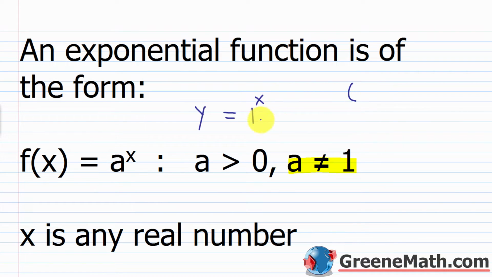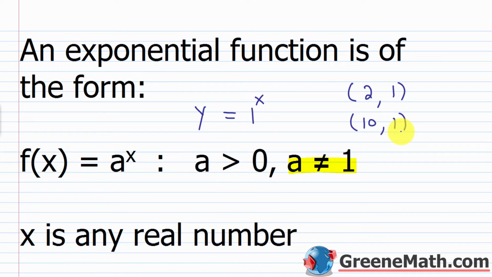Let's say I picked 2 for x. What would y be? 1 squared is 1, so y would be 1. Let's say I picked 10 for x. 1 to the 10th power is 1, right? So y would be 1. You can choose any value you want for x. It doesn't matter. Anything in the real number system. When you take 1 and you raise it to a real number, you're going to get 1 back.